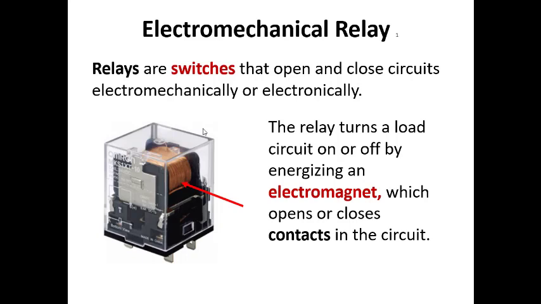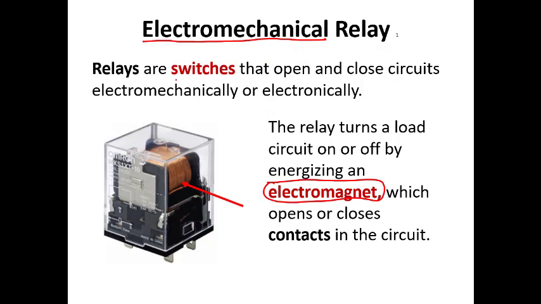The first thing that we're going to talk about is an electromechanical relay. There's different types of relays. The first one that we'll look at is electromechanical. An electromechanical relay has an electromagnet. So this is the key piece of an electromechanical relay. There's lots of different types of relays. All electromechanical relays are relays, but not all relays are electromechanical relays.